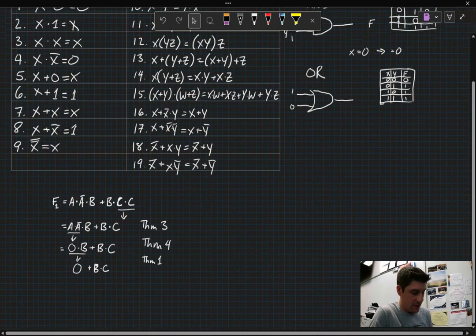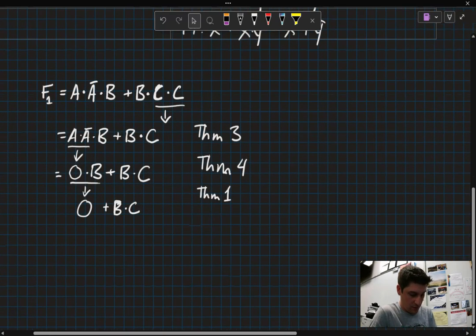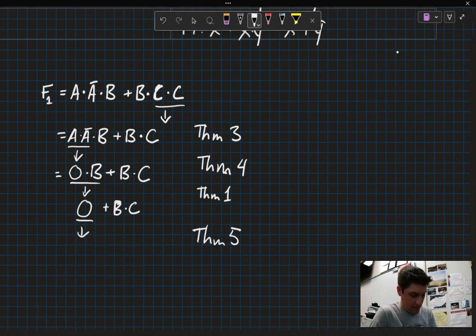Theorem 5 then says anything ORed with 0 is just itself. So we're going to replace this, theorem 5. Anything that is ORed with 0 is just itself. So the simplest way that we can write this expression is B and C.